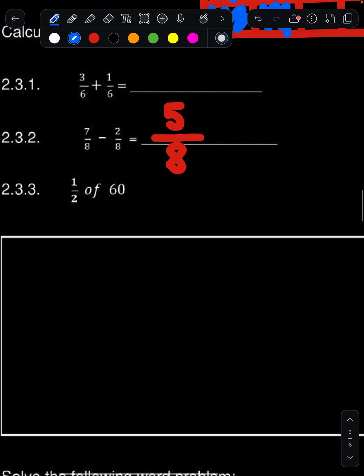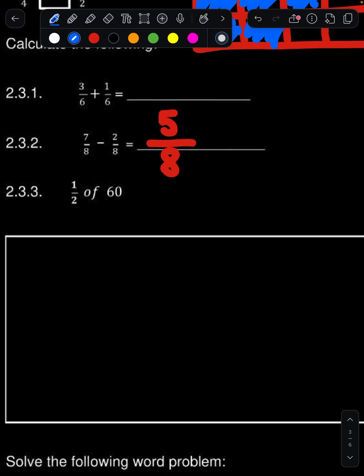Okay, and then 2.3.3, work out half of 60. So half of 60.